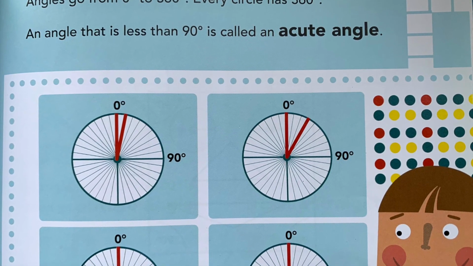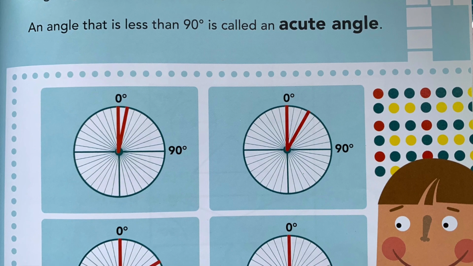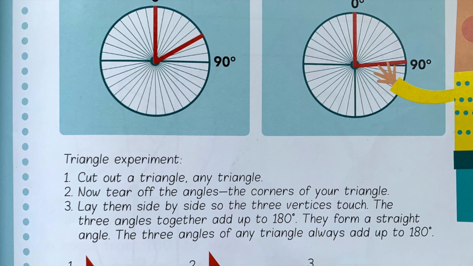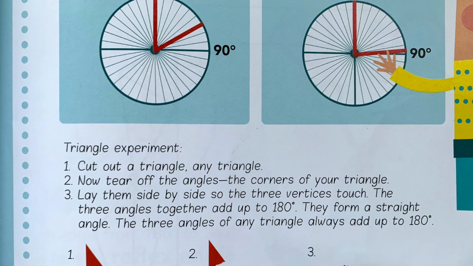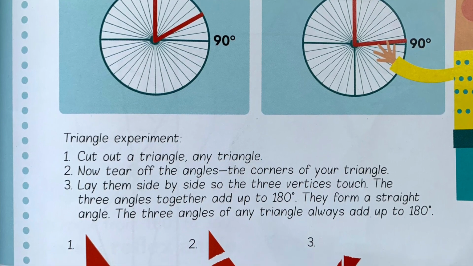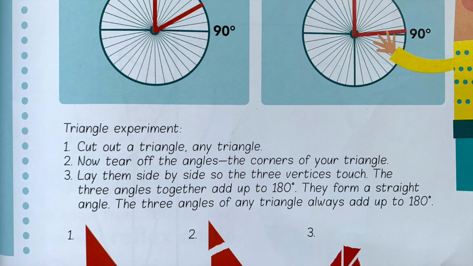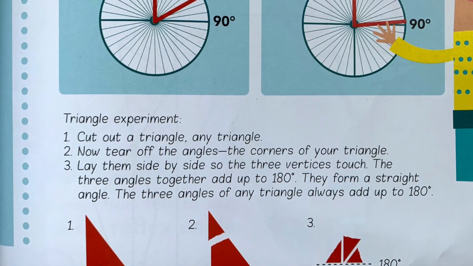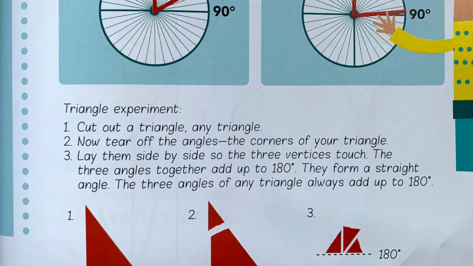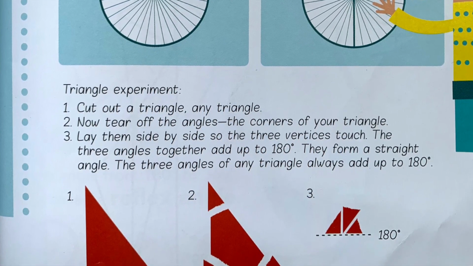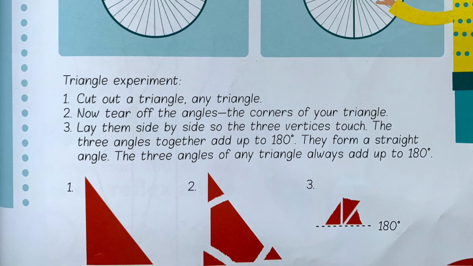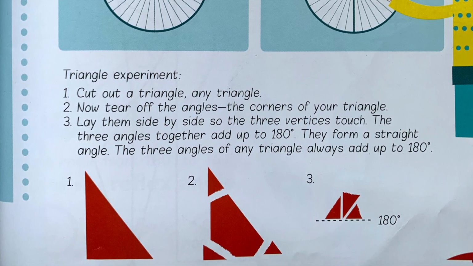An angle that is less than 90 degrees is called an acute angle. Try this triangle experiment. Cut out a triangle, any triangle. Now tear off the angles, the corners of your triangle. Lay them side by side so the 3 vertices touch. The 3 angles together add up to 180 degrees. They form a straight angle. The 3 angles of any triangle always add up to 180 degrees.